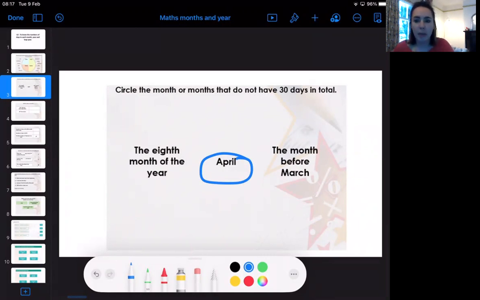If you're struggling to remember, then there is the rhyme that 30 days have September, April, June and November. All the rest have 31, excepting February alone, which has 28, but 29 in each leap year. So you can use that to help you.